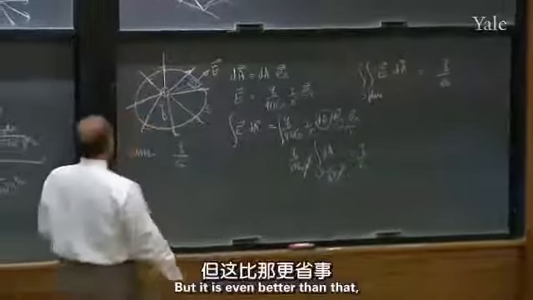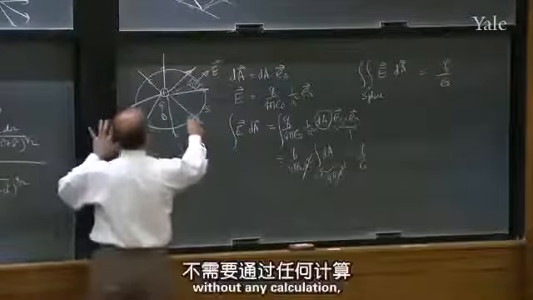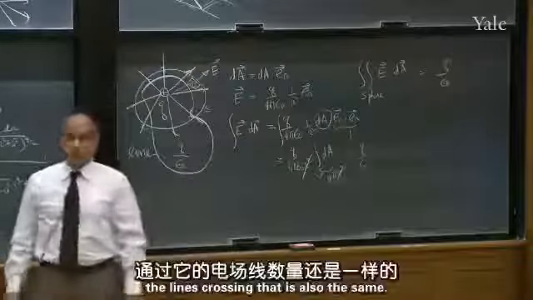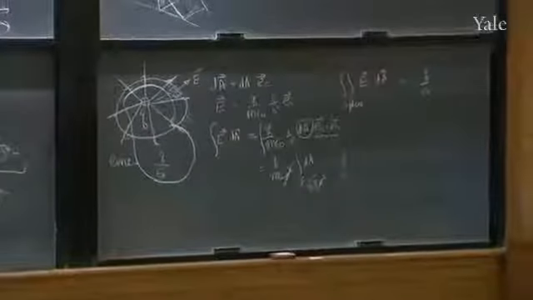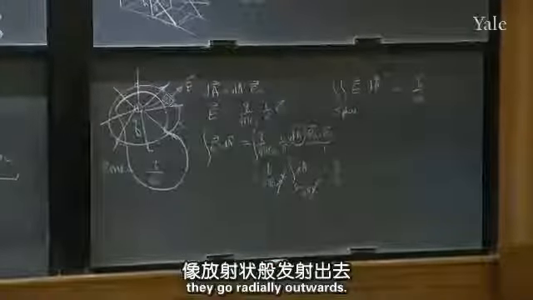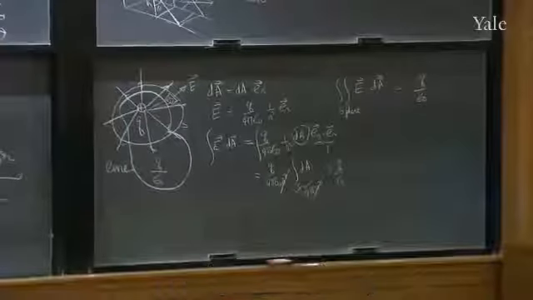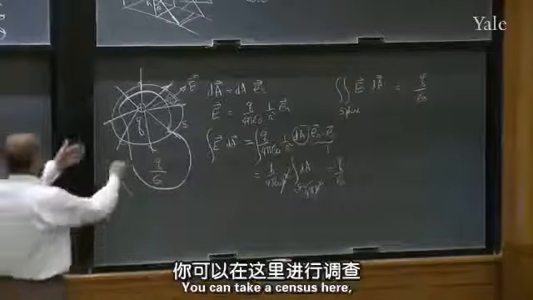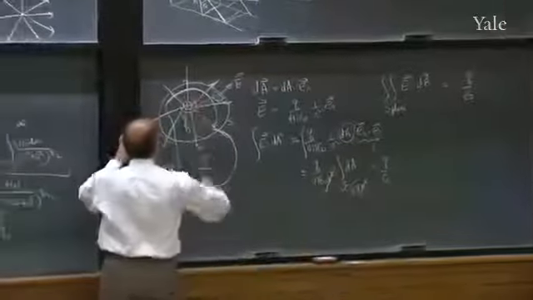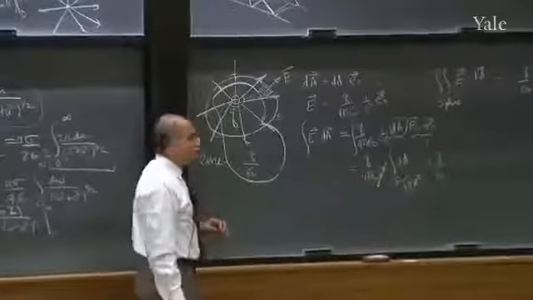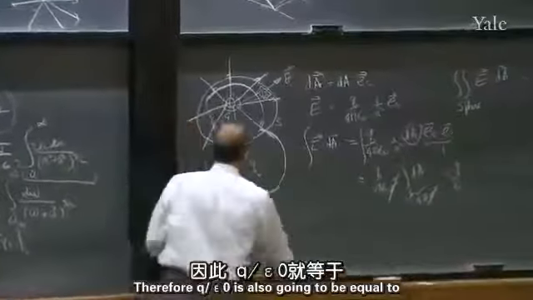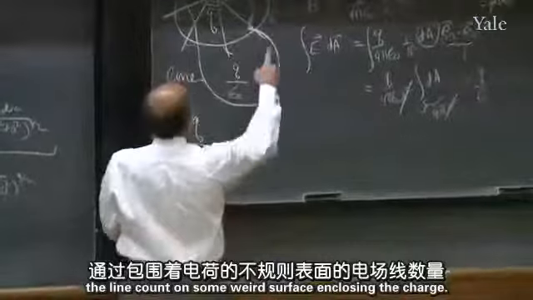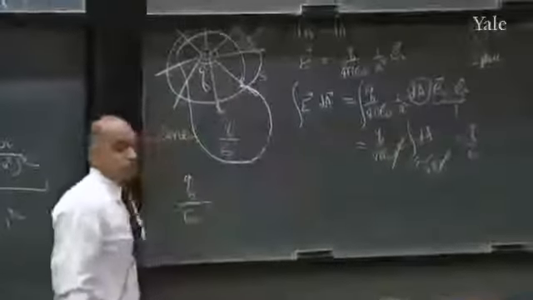But it is even better than that, because it's clear to you now without any calculation that if I took some crazy surface like this, the lines crossing that is also the same. Because the lines leave the origin, they go radially outwards, they don't terminate on anything, they're only supposed to terminate on other charges. Therefore, you can count them anywhere you like. You can take a census here, you can take a census there or there, you're always going to get the same number of lines. Therefore, Q over epsilon 0 is also going to be equal to the line count on some weird surface enclosing the charge.